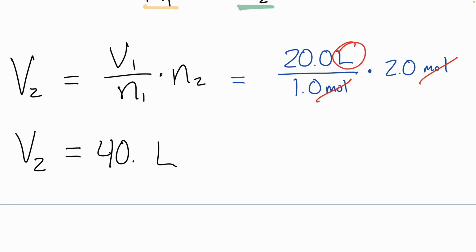All right. Importantly, sig figs. We have 3 on the 20.0 and 2 for our number of moles. So I'm going to leave this decimal place here to indicate that I have 2 sig figs in that volume.